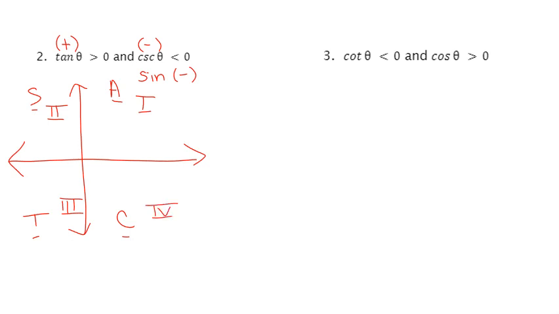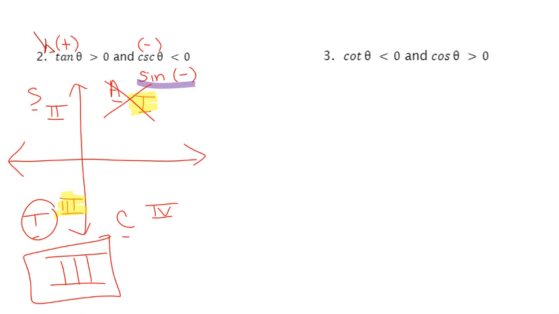And I'm looking at where tangent is positive. So that could be either quadrant 3 or quadrant 1. But we have that sine is negative. So we know it can't be quadrant 1 because there's no negatives allowed in quadrant 1. So this would be an example. It's in quadrant 3. And that would be your final answer.